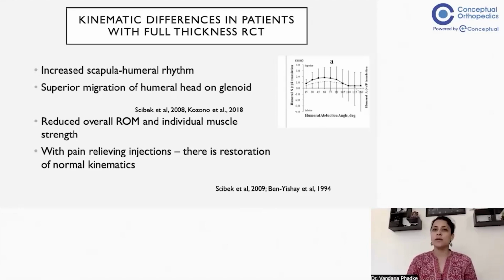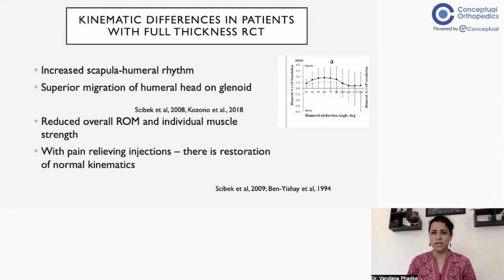There is also a very classical sign, which is a superior migration of the humeral head. Now, in impingement patients, this may or may not be true across studies. There are studies which have found that the humeral head moves up, and there are studies which have not found any difference. But in cases of full thickness tear, yes, because of the lack of stabilization provided by the rotator cuff and because of excessive pain, there is a superior migration of the head on the glenoid. There is an overall reduced range and strength. Of course, there is no reduction in passive range of movement.